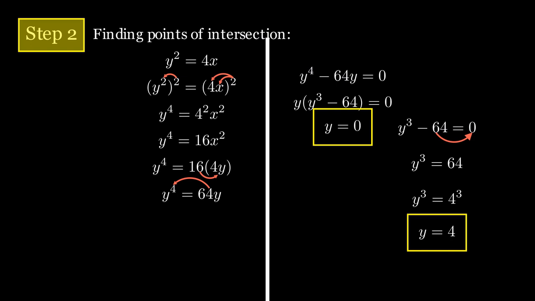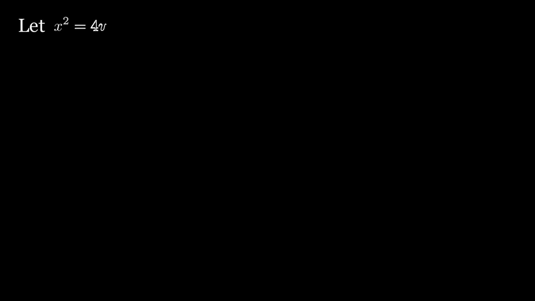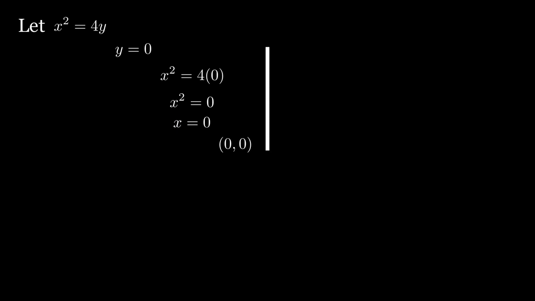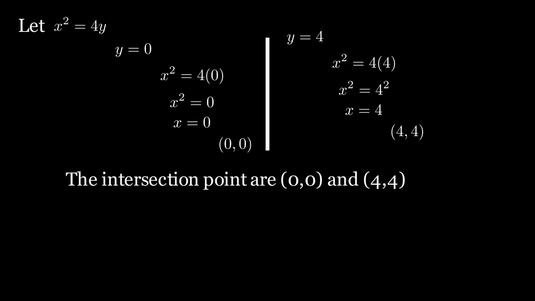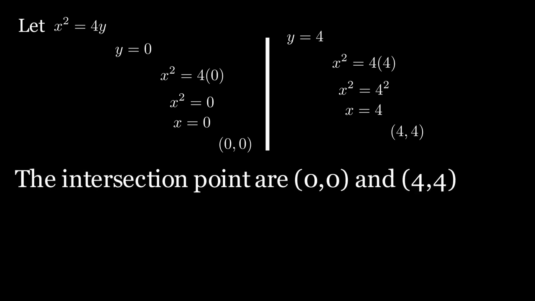Substitute into any one of the equations. Now, take x squared equals 4y, then substitute y equals 0. Then x squared equals 4 times 0. Then x squared equals 0. Also, x equals 0. Again, substitute y equals 4. Then x squared equals 4 times 4. Then x squared equals 4 squared. Also, x equals 4. Thus, the points of intersection are (0, 0) and (4, 4).